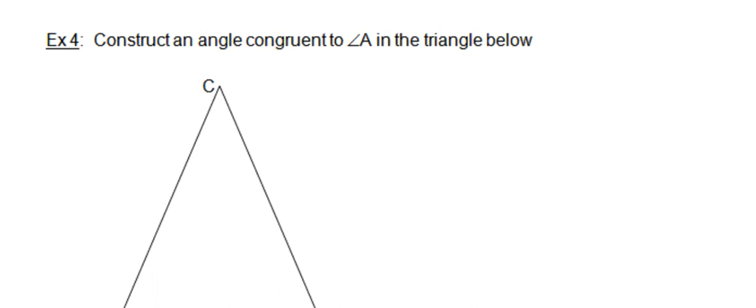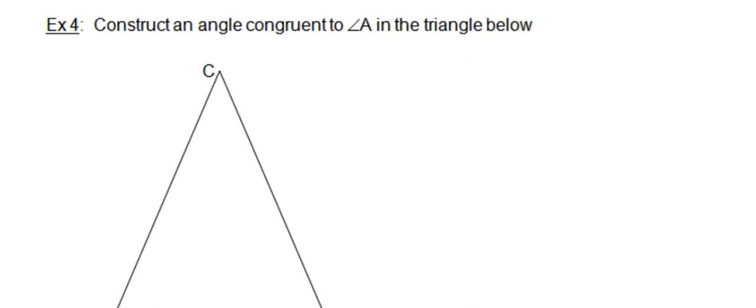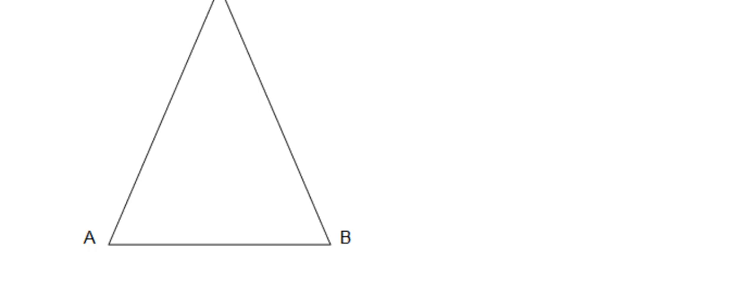All right, number 4 now says construct an angle that's congruent to angle A in the triangle below. This is the exact same construction that you have been doing and practicing. Now we're just going to take it out of a triangle and copy it. So if I think about this angle in the triangle below, angle A is going to be this guy down in the bottom left-hand corner. That's the angle that we want to copy.